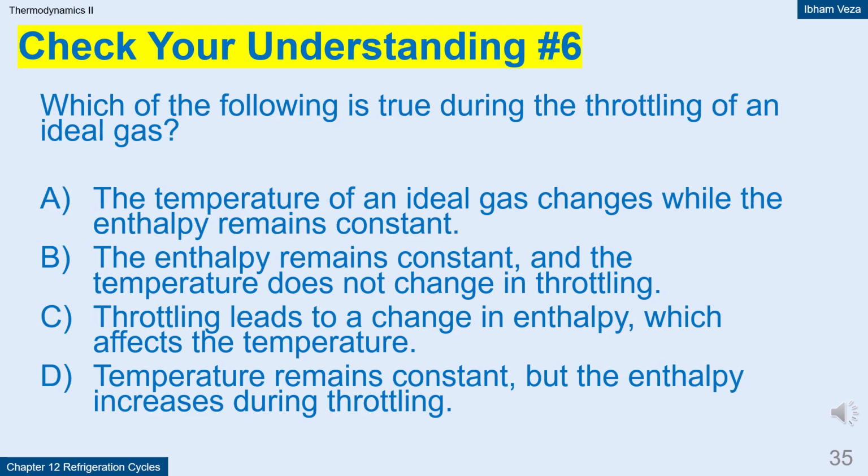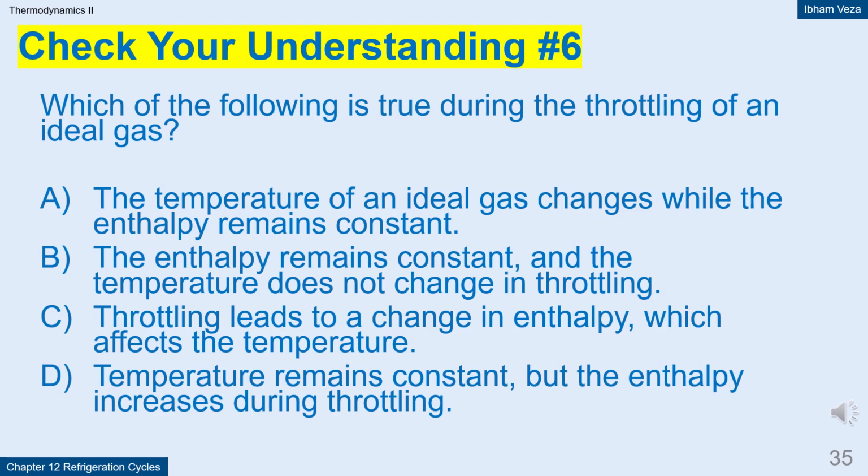Explanation. A. The temperature of an ideal gas changes while the enthalpy remains constant. This is incorrect because during throttling, the temperature of an ideal gas typically does not change and enthalpy remains constant. B. The enthalpy remains constant and the temperature does not change in throttling. This is the correct answer. In throttling, enthalpy remains constant and the temperature of an ideal gas does not change.